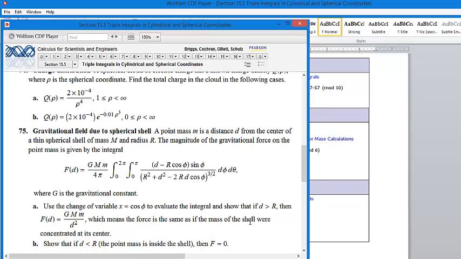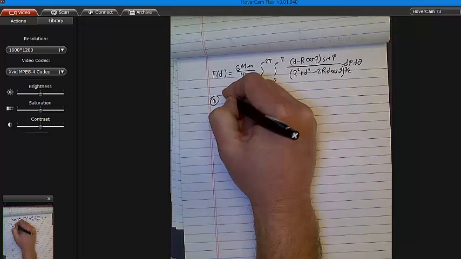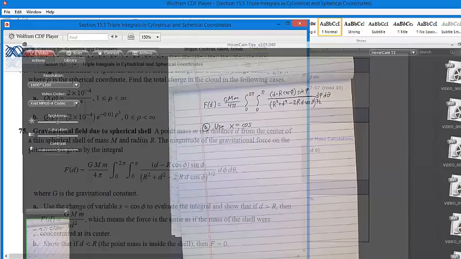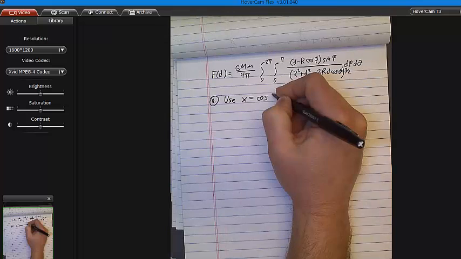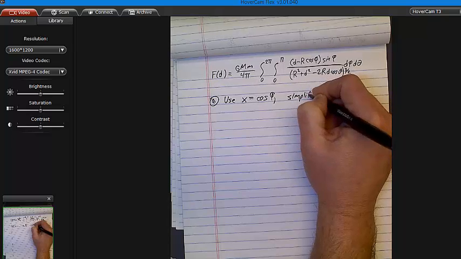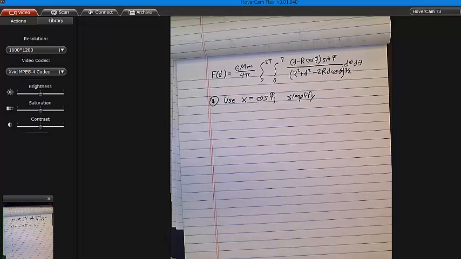We're going to use x equals cosine phi, that change of variables, and show that f of d really simplifies. That's the take-home message here. All right, let's try it. So part A. Use x equals cosine, let's get the angle right, cosine of what? Phi. And simplify. We're going to simplify this to a really nice fraction. No more integrals, not anything.